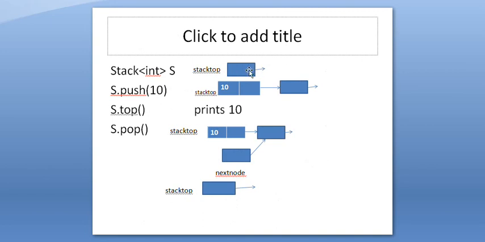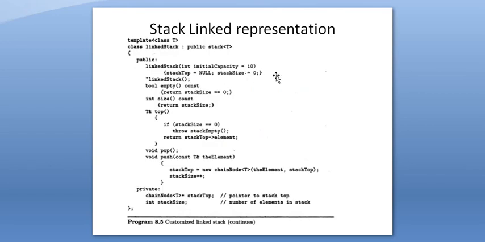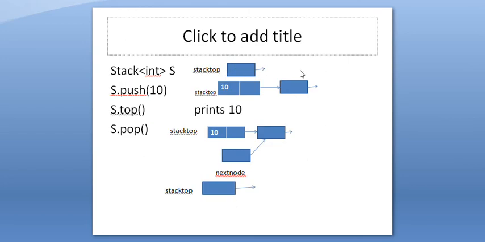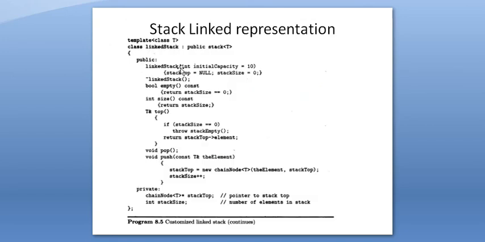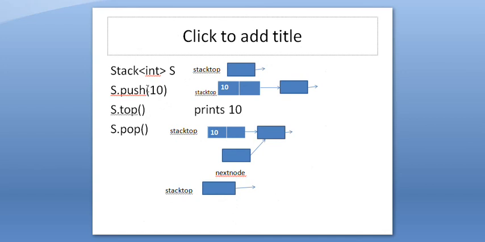Stack top is null, so you have a null pointer set. It will also create stack size equal to 0 because you don't have any element now. None of the elements is pushed onto this stack. It's empty. Hence, when this instruction is executed, this function is called, and initially it is going to create a capacity of 10 and the stack size equal to 0, and stack top will be configured as a null pointer.